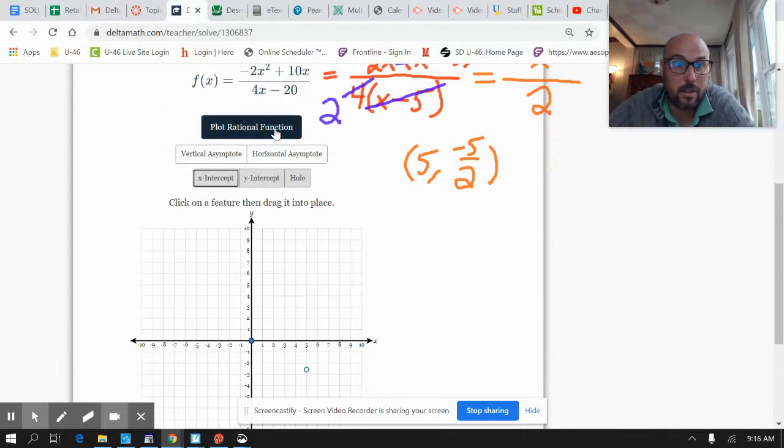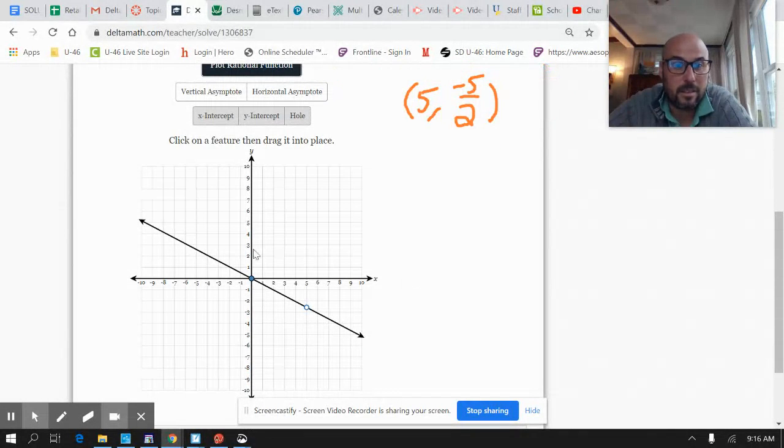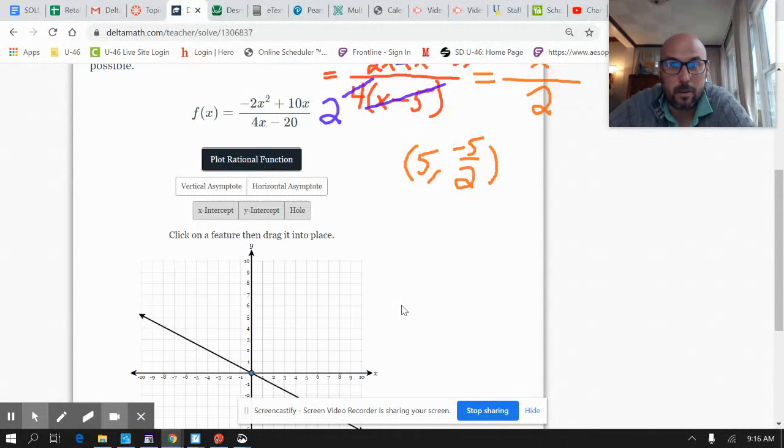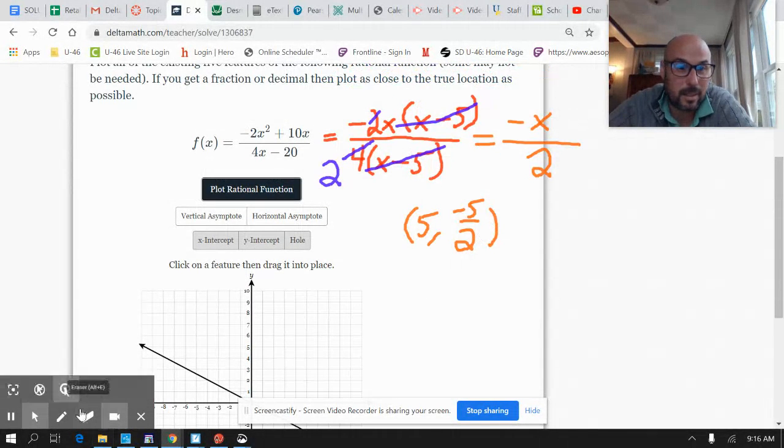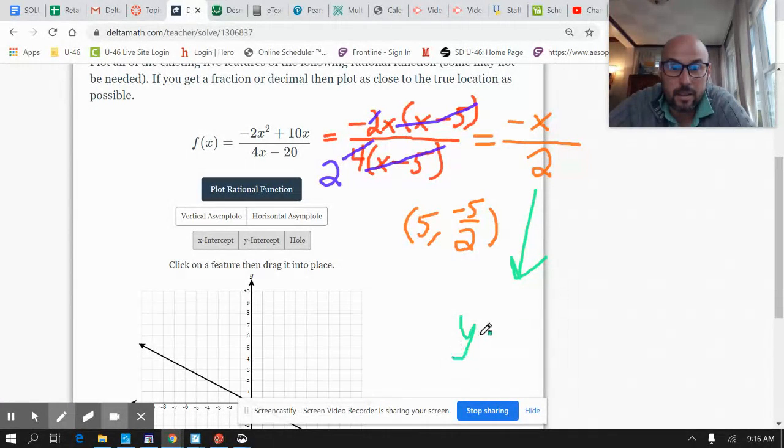So now I just press plot rational function, and there it is. And it's a line. It's a line, negative 1/2 x plus 0, which is exactly what this is saying. It may not look like that, but it is. This right here is the same thing as negative 1/2 x plus 0 in mx plus b form.